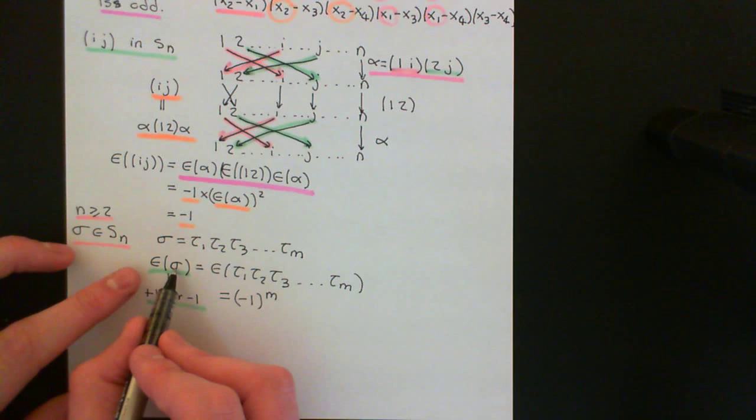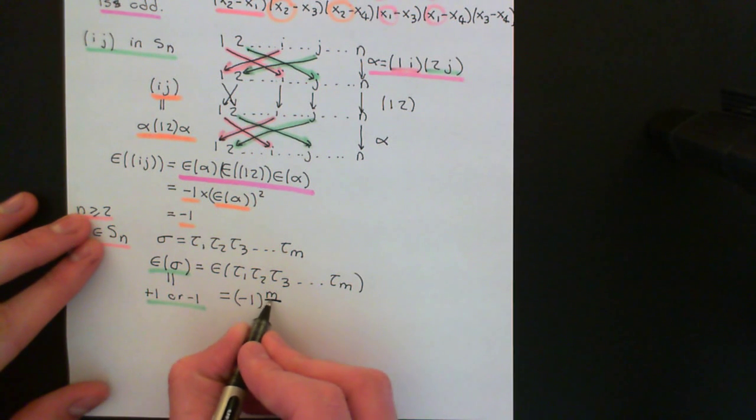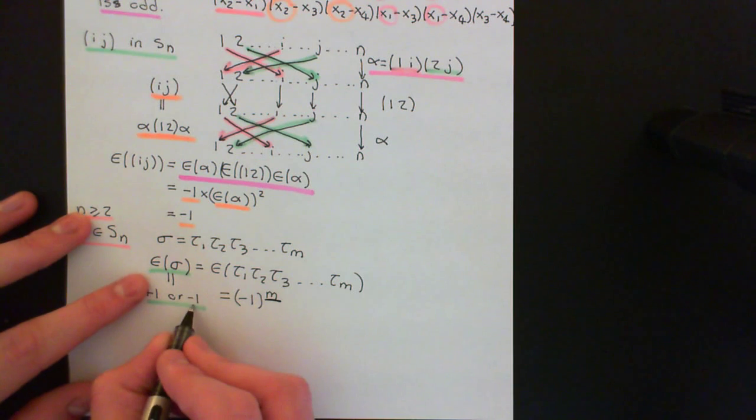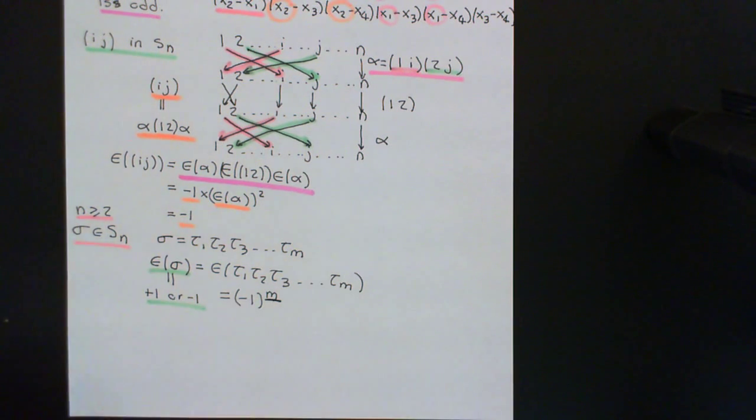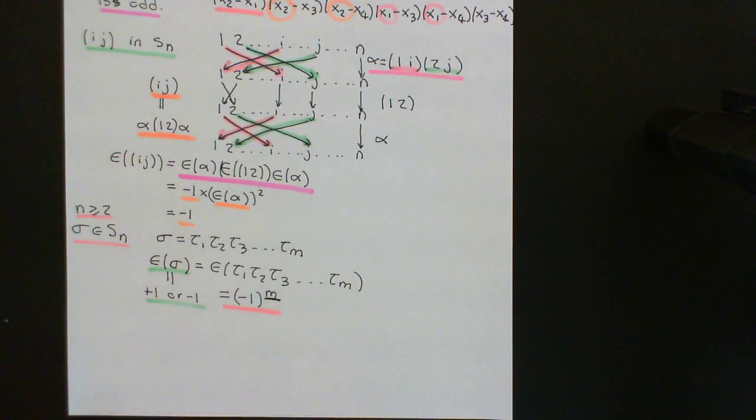Okay, so if the sign of this permutation is plus 1, this had better be an even number. And if the sign is negative 1, this had better be an odd number. Okay, so if the sign of a set permutation is plus 1, then any decomposition into transpositions that you can possibly build of it must have an even number of transpositions in it. And if the sign of a set permutation is negative 1, then any decomposition you can build into transpositions for that element better have an odd number of transpositions in it.